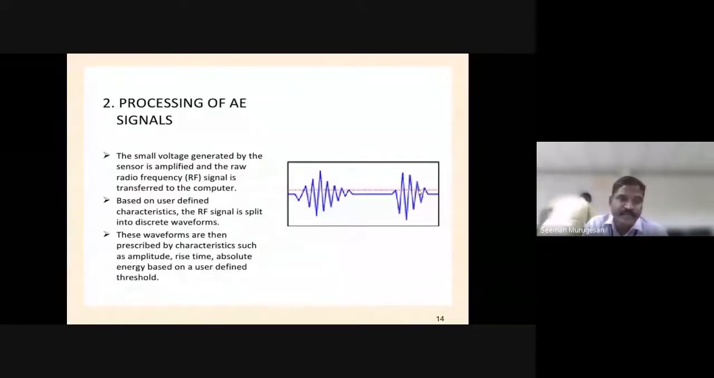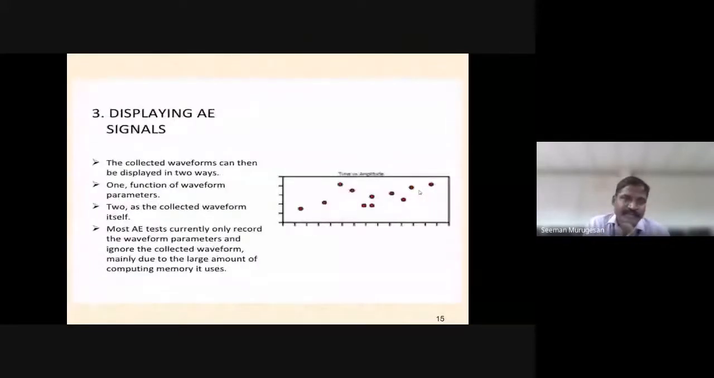These waveforms are then described by characteristics such as amplitude, rise time, absolute energy, counts, energy, RMS, etc. So the waveforms are described by these characteristics. Actually, the waveform will be defined in the form of amplitude, rise time, absolute hits, counts, and n number of parameters, which will be discussed later. Then how to display a signal? The sensor senses the waves, then the sensed wave is converted to an electrical signal. Then how to process and display the AE signal?